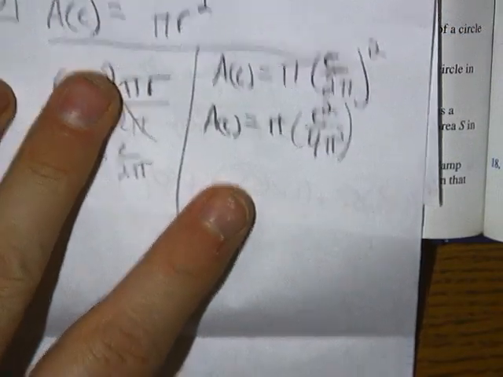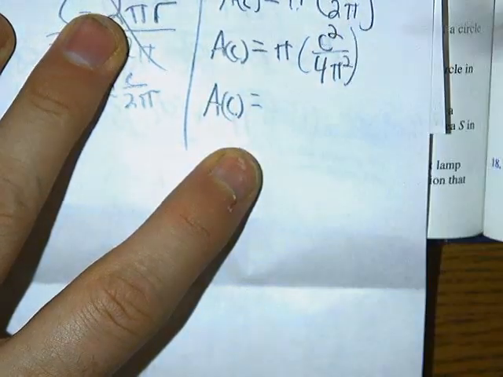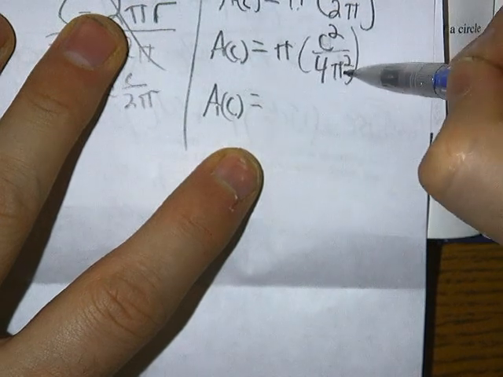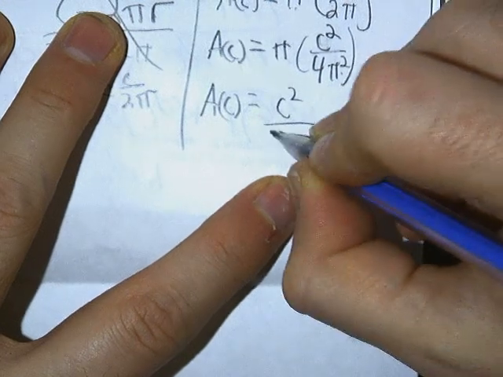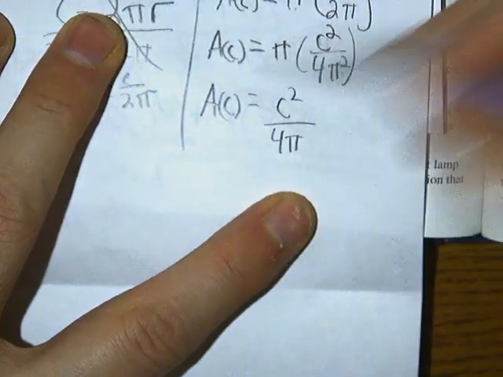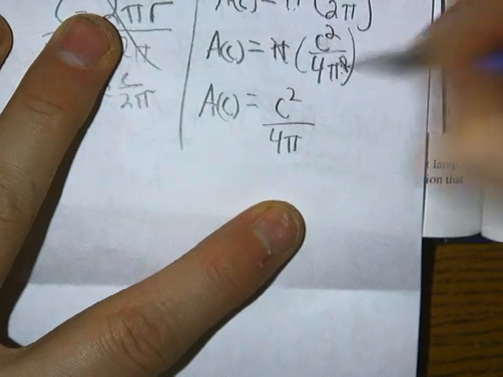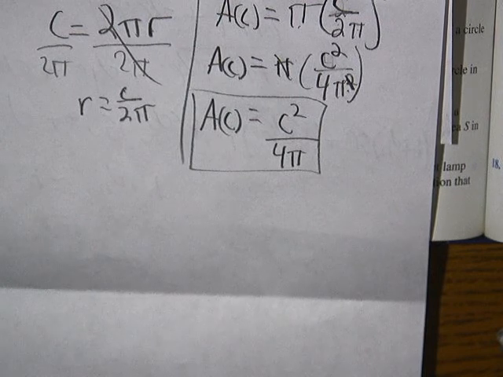Now, will that thing simplify? Get your pi's. This one's in the numerator, this is in the denominator. So wouldn't it just be c squared over 4 pi? This one cancels out with one of those. So A of C is equal to c squared over 4 pi.